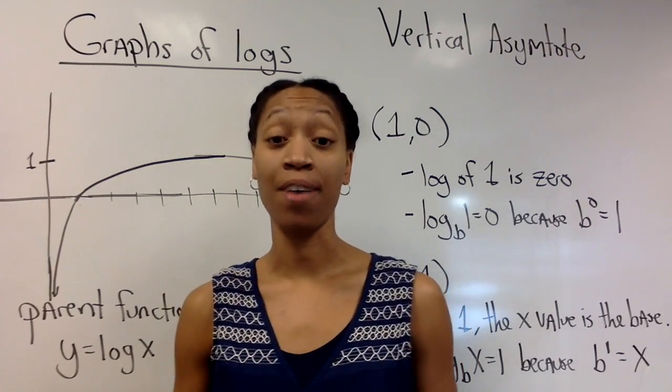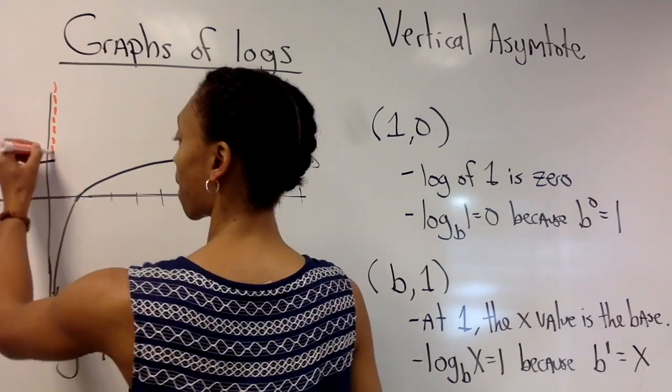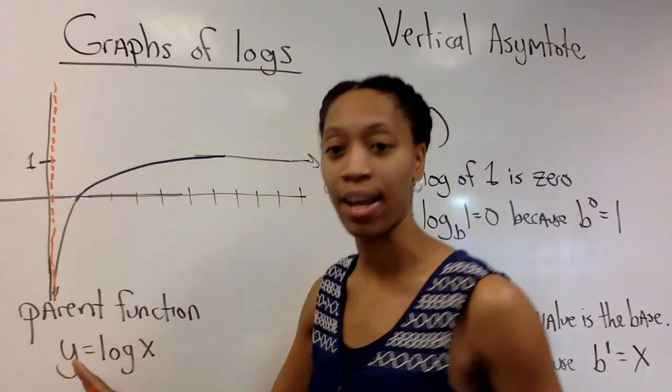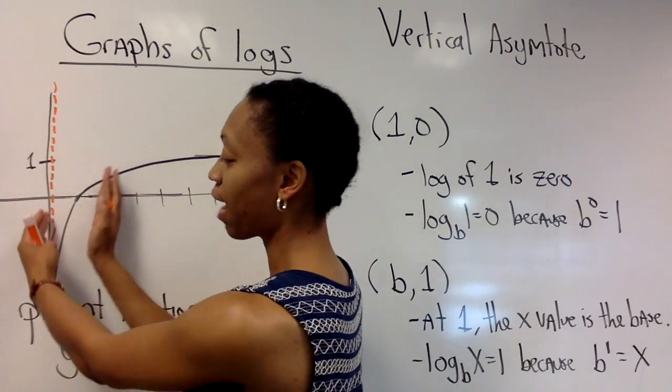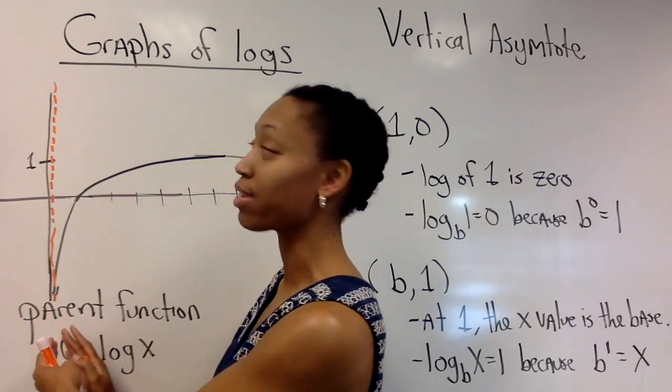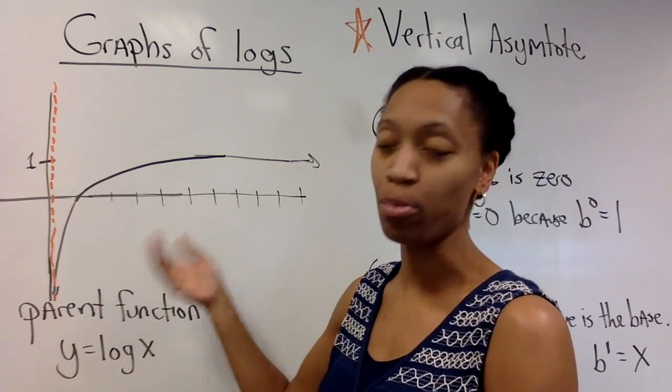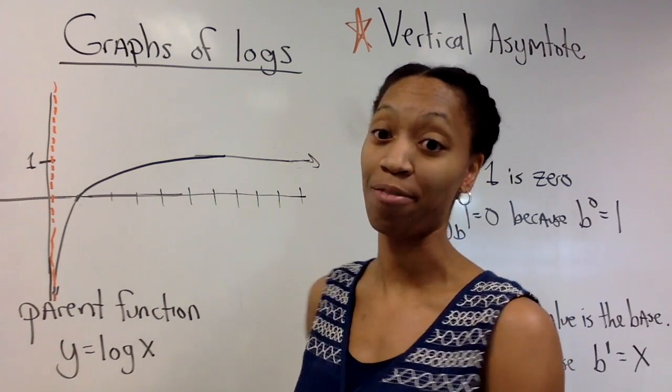First is that this graph has a vertical asymptote right here along the y-axis. Okay, it has a vertical asymptote, which means that the graph is going to get closer and closer and closer to this line without actually touching it. And that vertical asymptote is going to move with transformations of the graph.